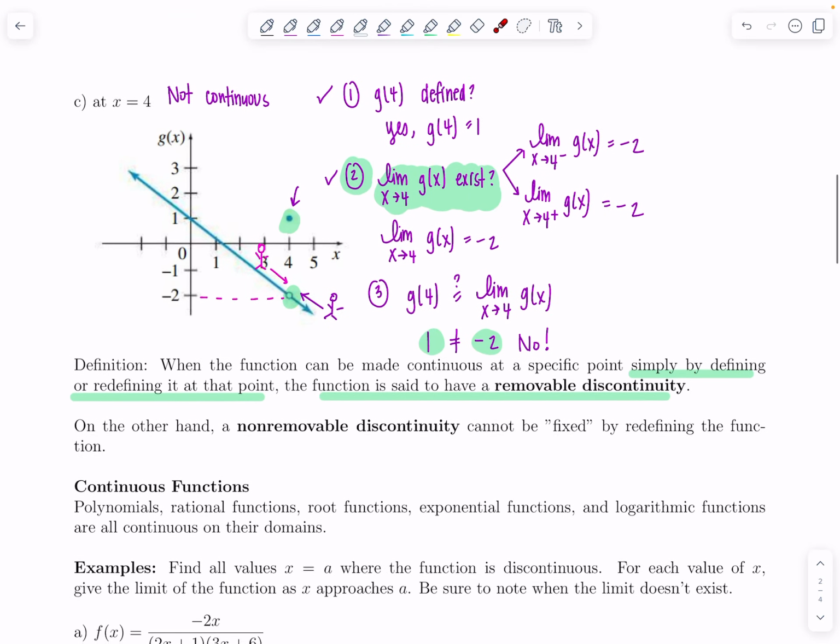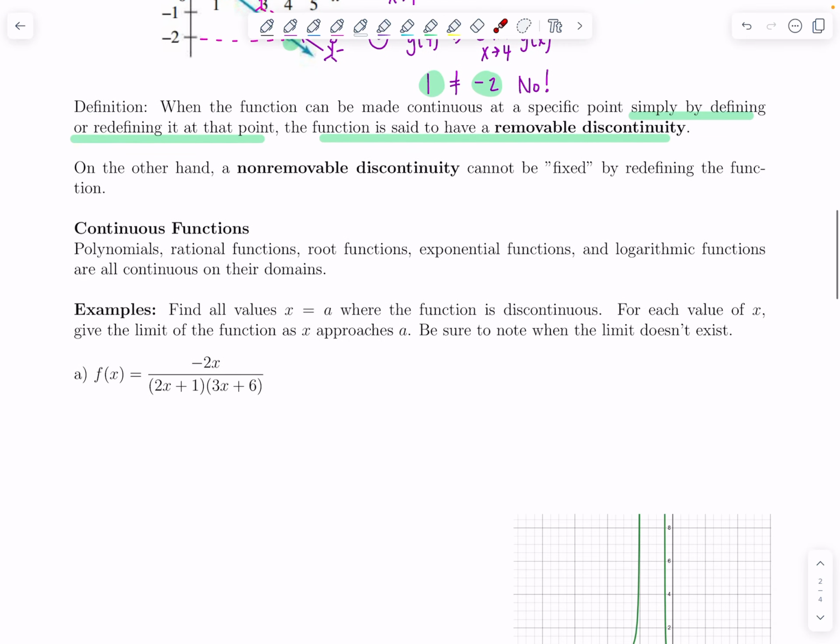Okay. Now, it is tedious, as you can see, to check these conditions 1, 2, 3. And thankfully, we have a theorem that allows us to just identify what kind of function we're dealing with, identify its domain, and from there we can already know where it's continuous and not continuous. So this is very important.